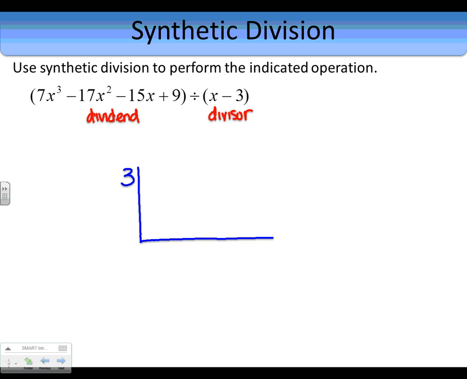Okay, putting the coefficients from my dividend in order. So 7, negative 17, negative 15, and 9. All right, let's start the process. Always bring down that first coefficient, which is just 7. Now we're going to take my 3, which came from the divisor, times this 7. So take the 7 and multiply it times that 3, and I'm going to get 21.